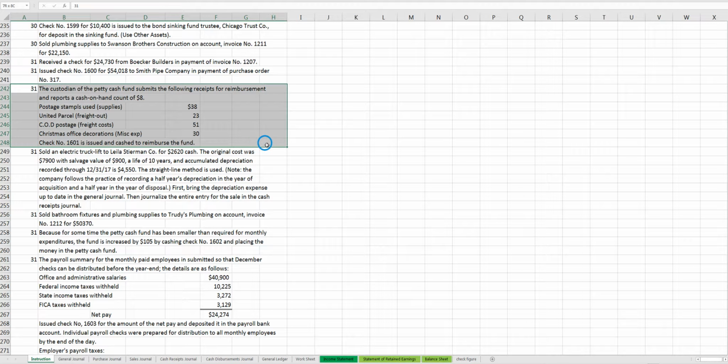Next, we're going to do the petty cash replenishing journal entry. We issue a check to replenish the petty cash account, and we're going to record all these items. We have supplies expense, freight out, and freight cost. Freight cost will be recorded in the inventory account, and miscellaneous expenses account. And we also have cash on hand. That's $8.